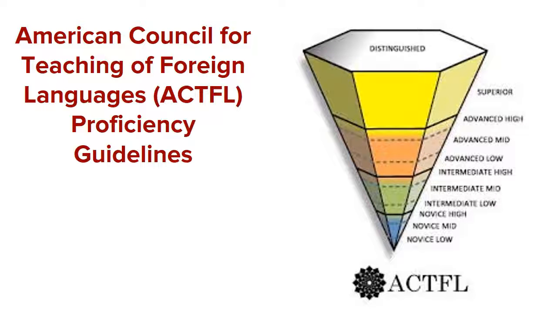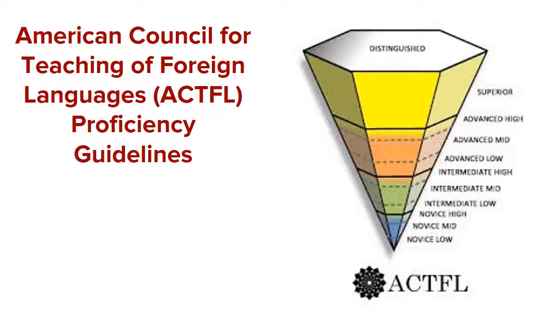Here's our next scale. This is the American Council for Teaching of Foreign Languages, or ACTFL. It's their proficiency guidelines. They use this inverted pyramid cone to help describe their scale. And their scale has four, maybe we can think of five parts. The bottom is the novice ability, green is the intermediate, then we have orange, it's advanced, and then we have yellow, superior. They've also added on in the last decade or so the distinguished level, which is that white at the top.